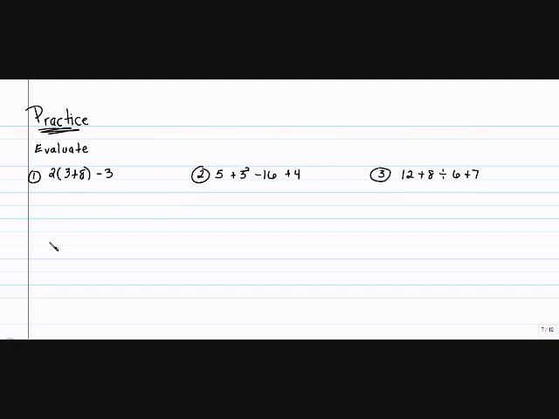Okay, let's practice. Practice what we've learned. Here we have 3 problems we're going to evaluate. We're going to evaluate using PEMDAS. First, I solve inside the parentheses. 3 plus 8. So I have 2 times 8 plus 3 is 11 minus 3. These parentheses means multiplication.